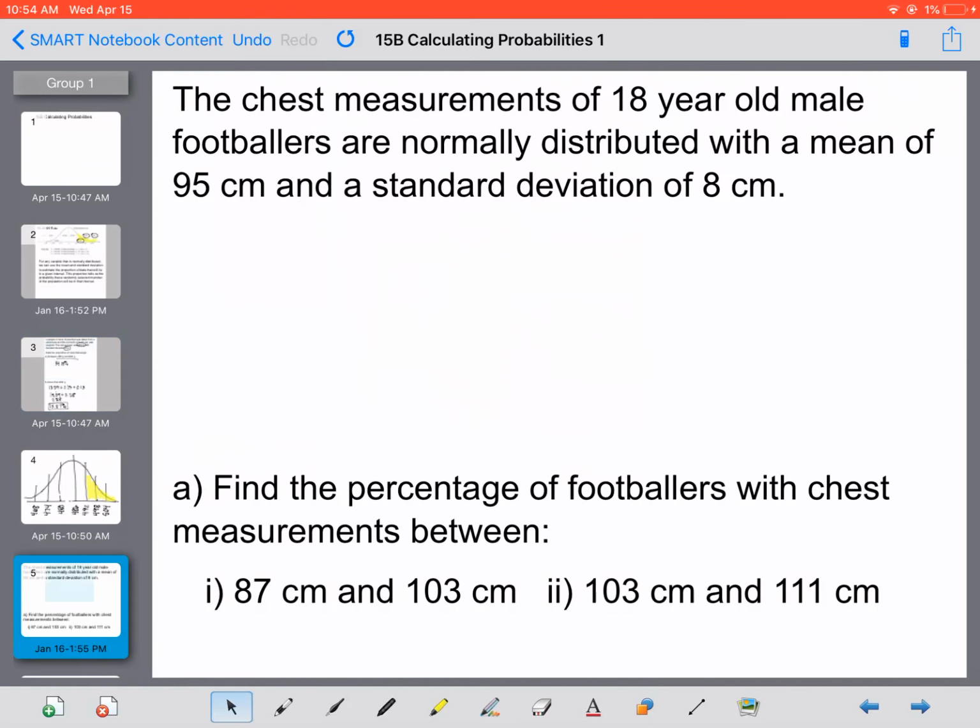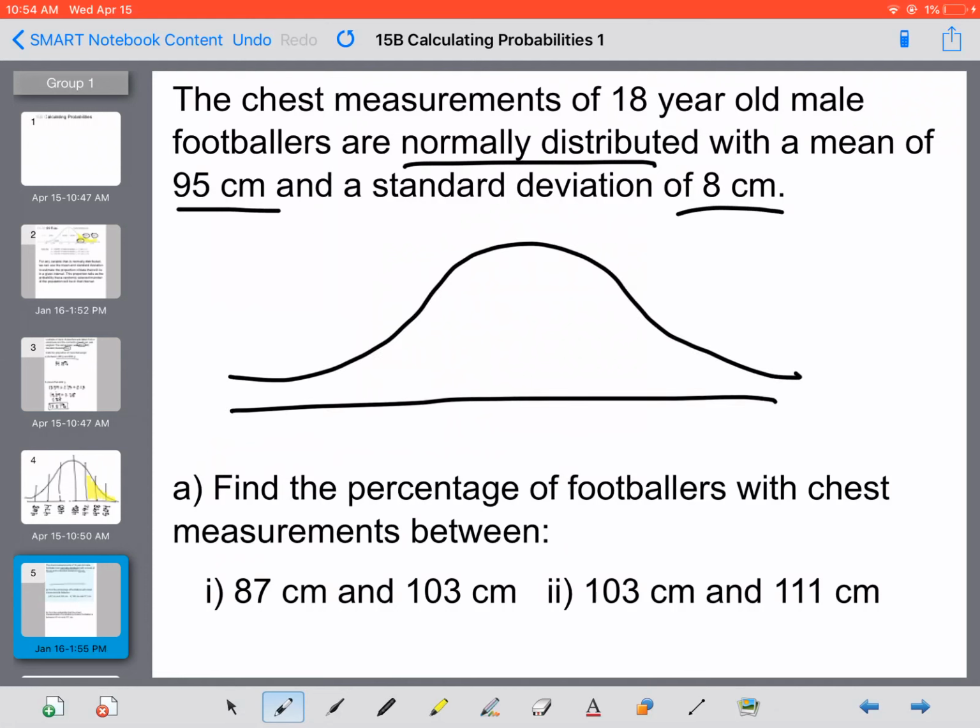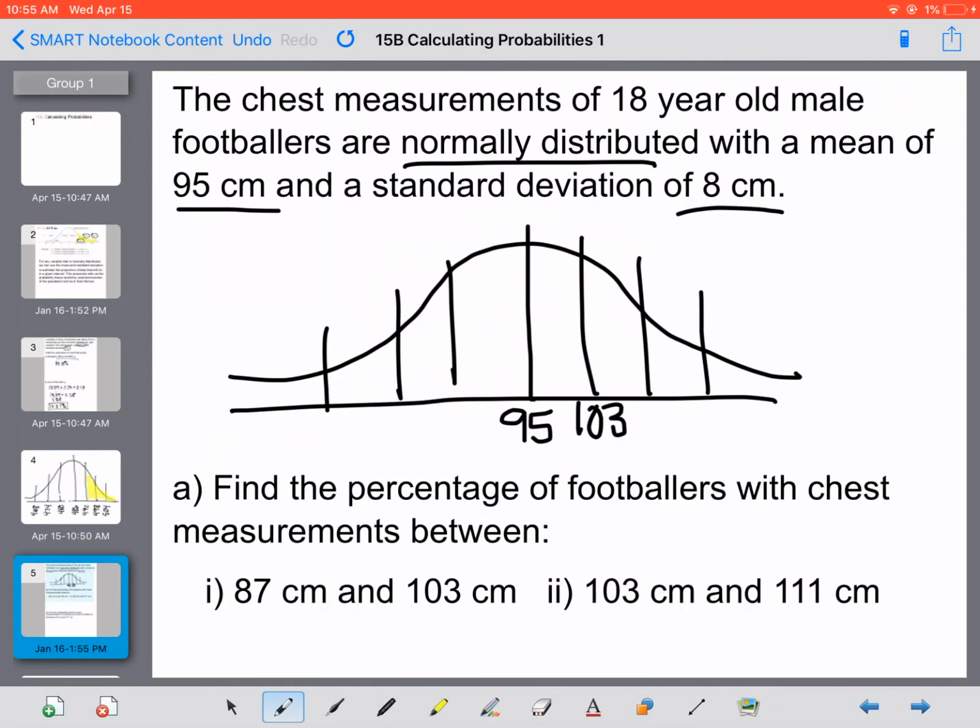Okay, so the chest measurements of 18-year-old footballers are normally distributed. So this is key, it's normally distributed. We have a mean of 95 and a standard deviation of 8. So the first thing we want to do is draw our bell curve. So here's our curve. Our mean is 95. And then we go 1, 2, and 3 standard deviations above and 1, 2, 3 standard deviations below. And we're using that standard deviation of 8. So when we add 8, we have 103, and then 111, and then 119. And then when we subtract, we're at 87, 79, and 71.